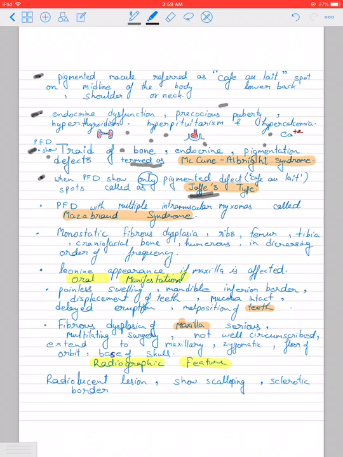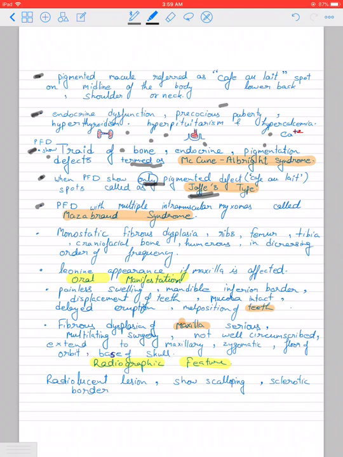Next, when polyostotic fibrous dysplasia shows only the pigmented defect, that is the cafe au lait spot, it is called Jeffrey's type. Now we can connect both: cafe au lait is a restaurant, Jeffrey is a waiter, and when only this spot is present, we call it Jeffrey type.